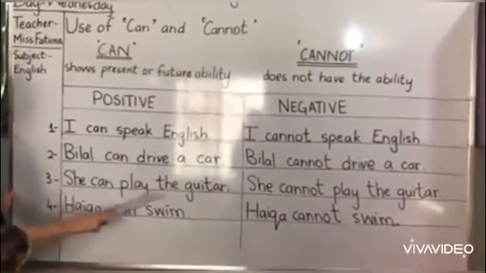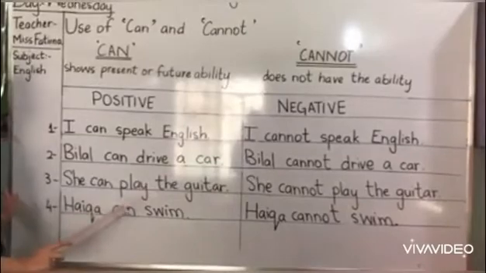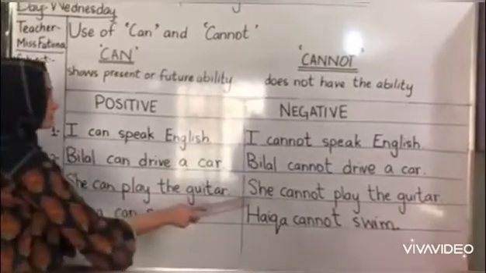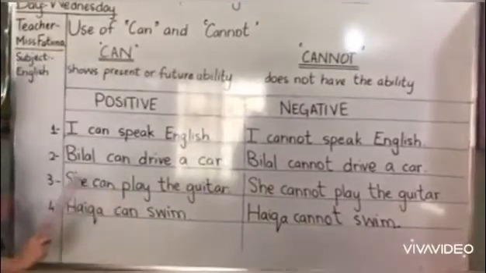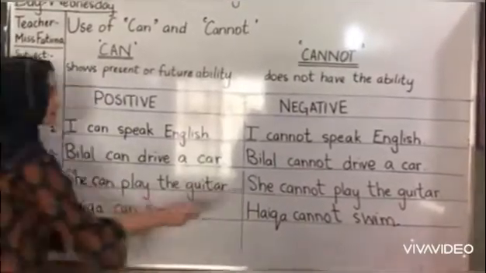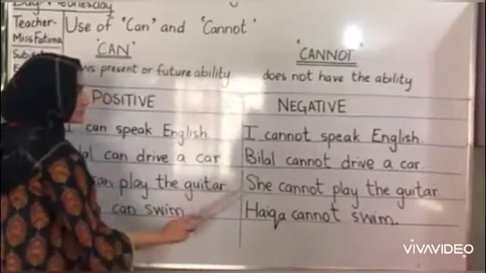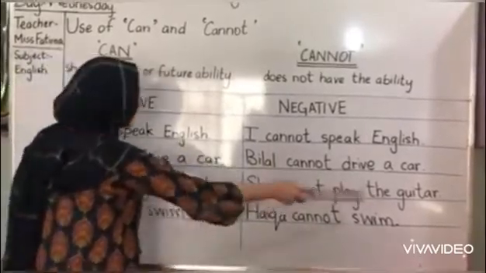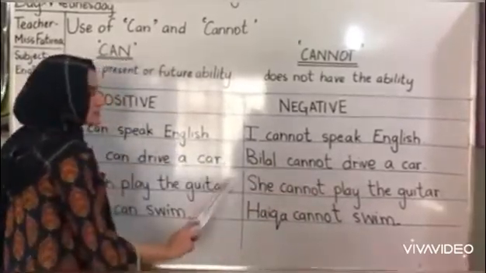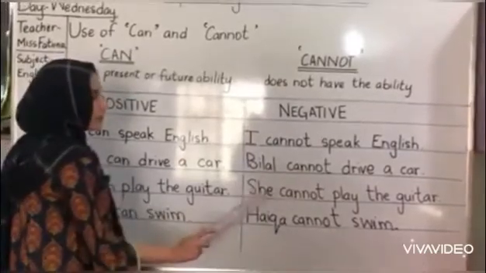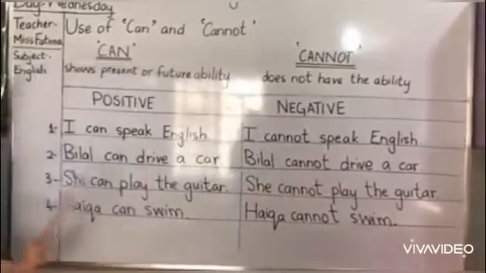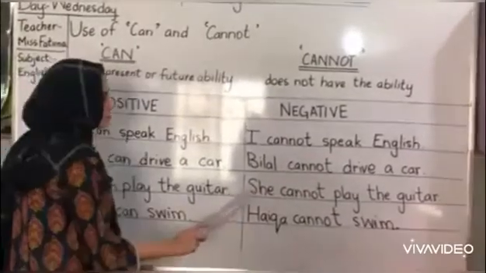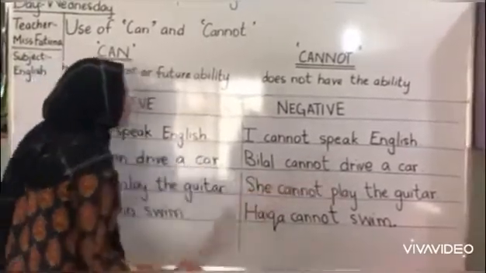Let's have a look at the third sentence. She can play the guitar. Now, let's convert it to negative. She cannot play the guitar. We are just going to replace the word can with cannot. That means, she is not able to play the guitar, or she does not know how to play the guitar.